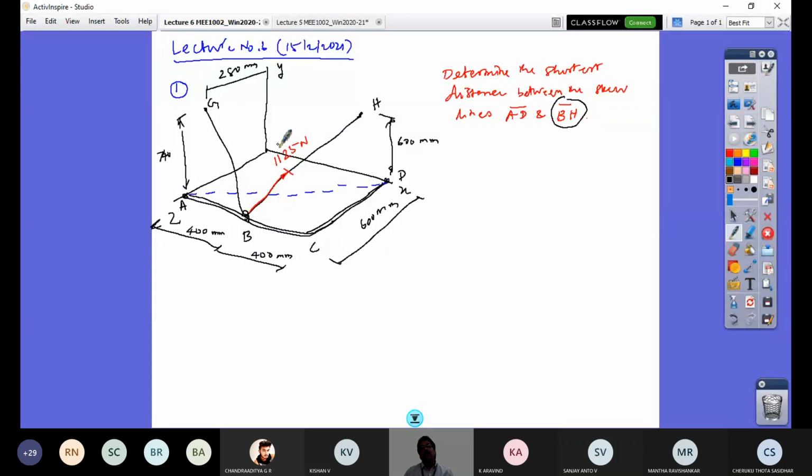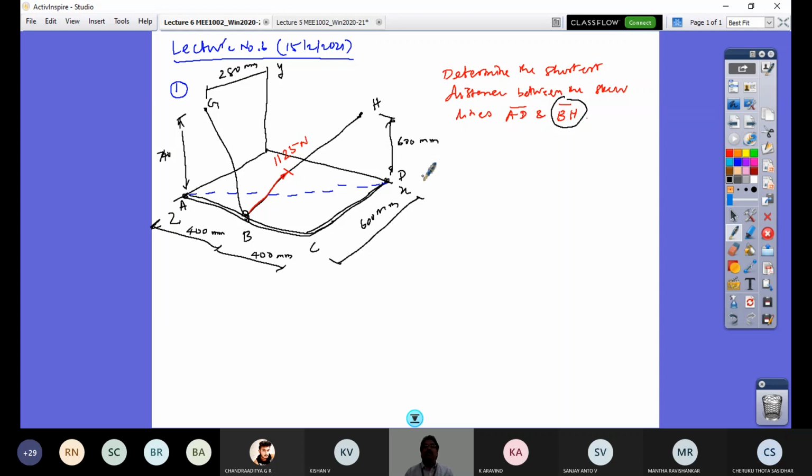So what I have to do is find the force component, one parallel to AD, another perpendicular to AD. The perpendicular component into the shortest distance, that is the moment arm, is equal to the magnitude of the moment produced by this force about line AD. That's what I taught in the previous problem.